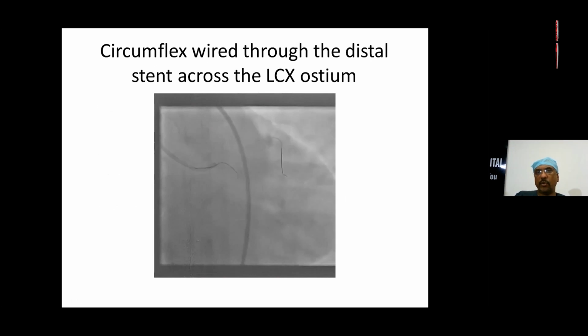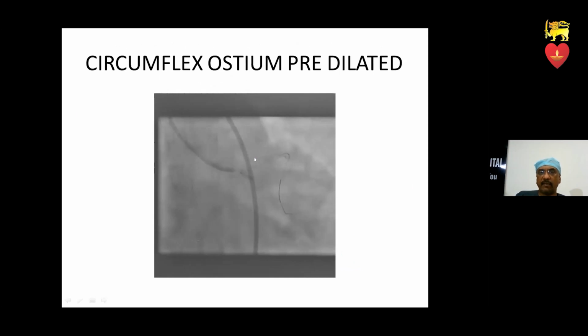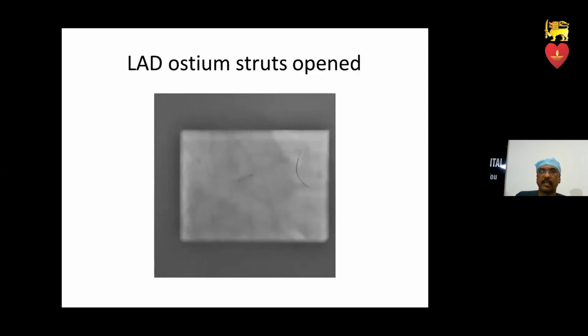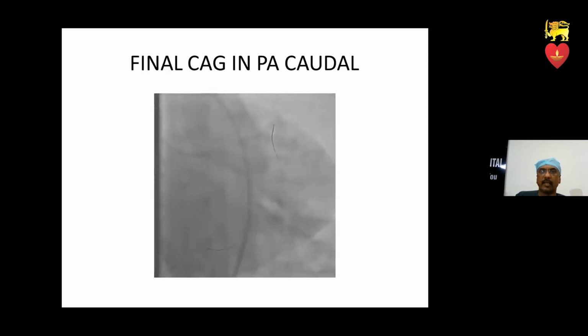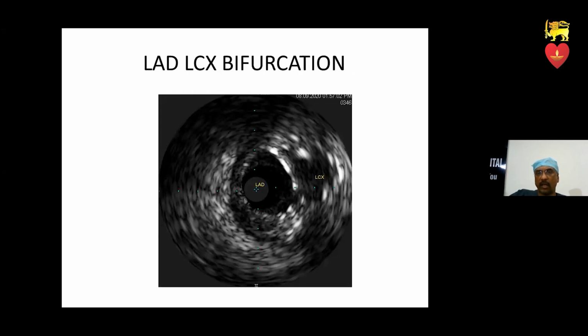We decided to use a culotte on this already deployed stent. The OCT showed us that we had crossed through the distal strut, which is exactly where we wanted to cross. We predilated, stented, potted, and exchanged wires. This repeat POT was done, then the final angio. And this is the culotte stent. We see the circ and the LAD.